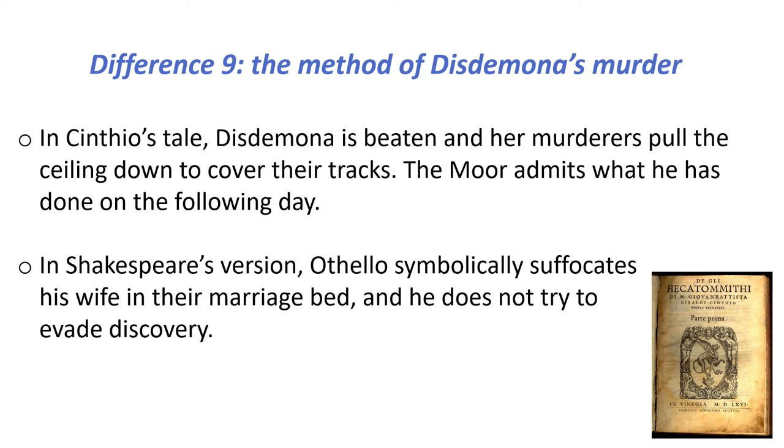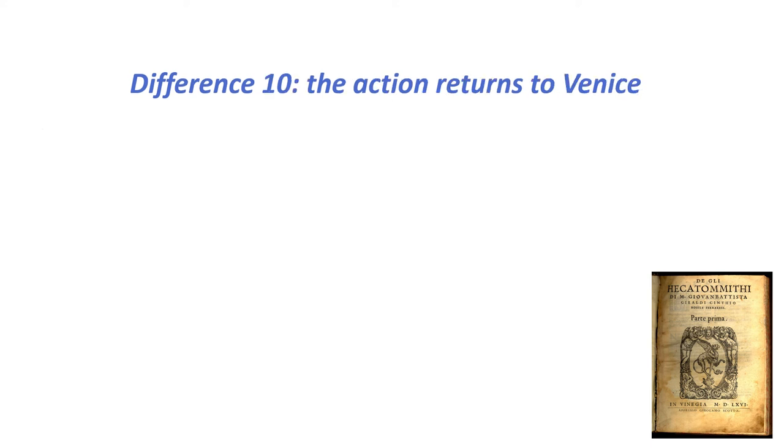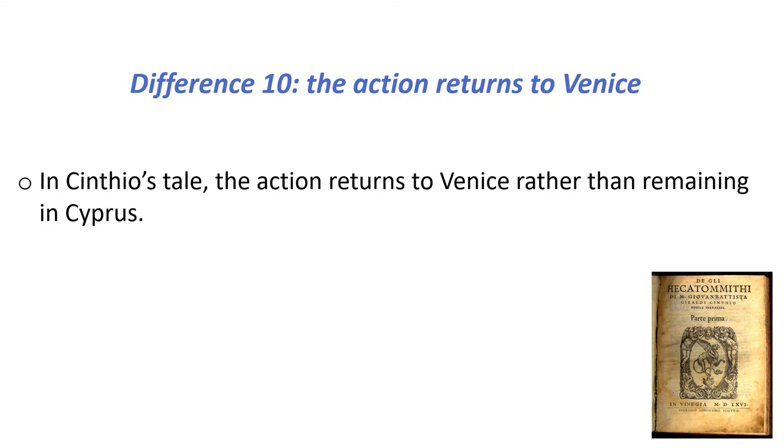But as I say, watch the video in Act 5, Scene 2, because I talk about it in more detail then. Difference 10. The action returns to Venice. So in Cinthio's tale, at the very end of it, they all troop off back to Venice to have decisions made, to have punishments given out and so on. That doesn't happen in Shakespeare's version.